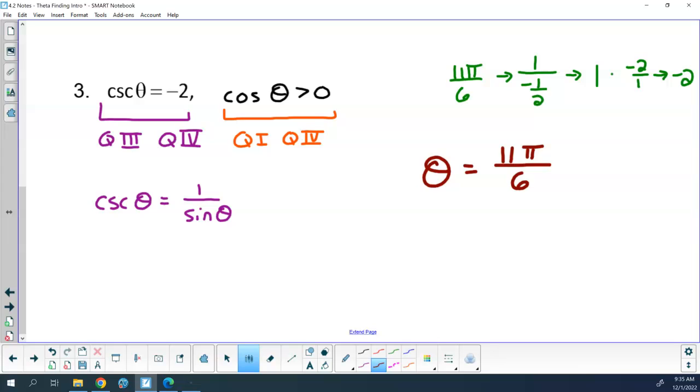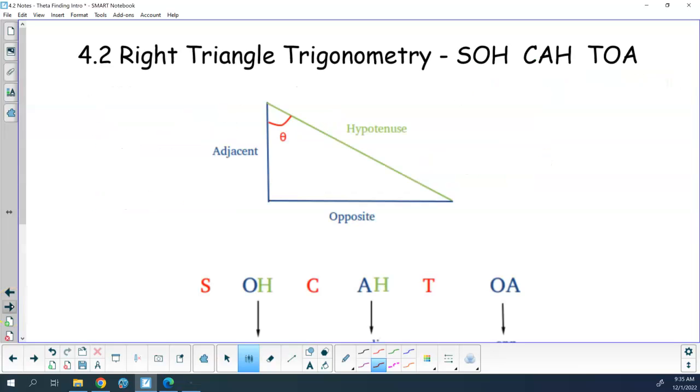Good times. Now what we want to do is get into a little SOHCAHTOA, a little right triangle trig, just to refresh your memory from when last you were in geometry. In terms of a right triangle, and this only works for a right triangle.